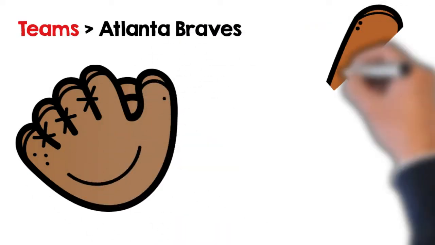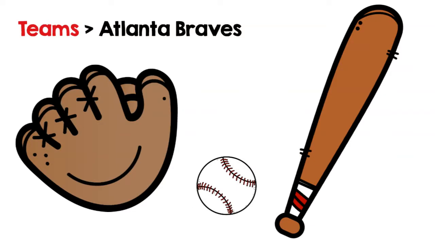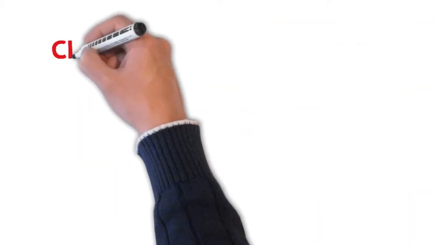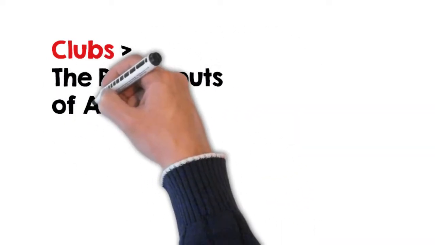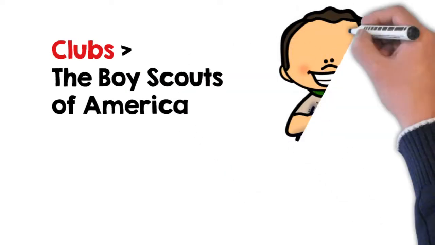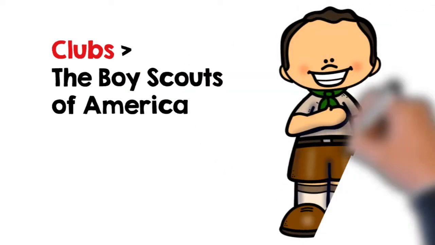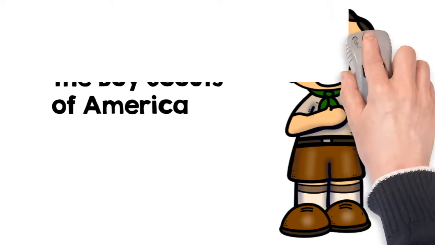Capitalize teams. An example of this would be Atlanta Braves. Capitalize clubs. Here's an example: The Boy Scouts of America. Notice that of is not capitalized. Here is the rule: always capitalize the first word, the last word, and all important words in a title.